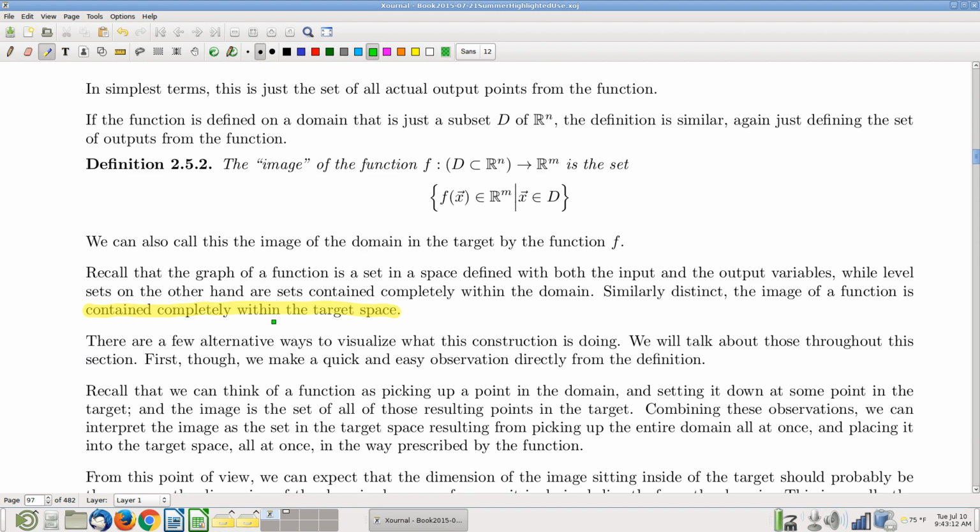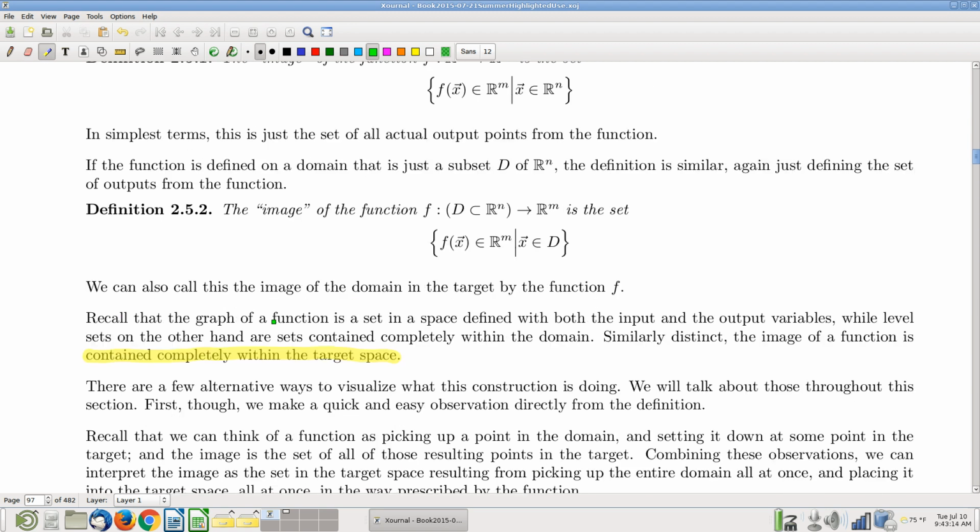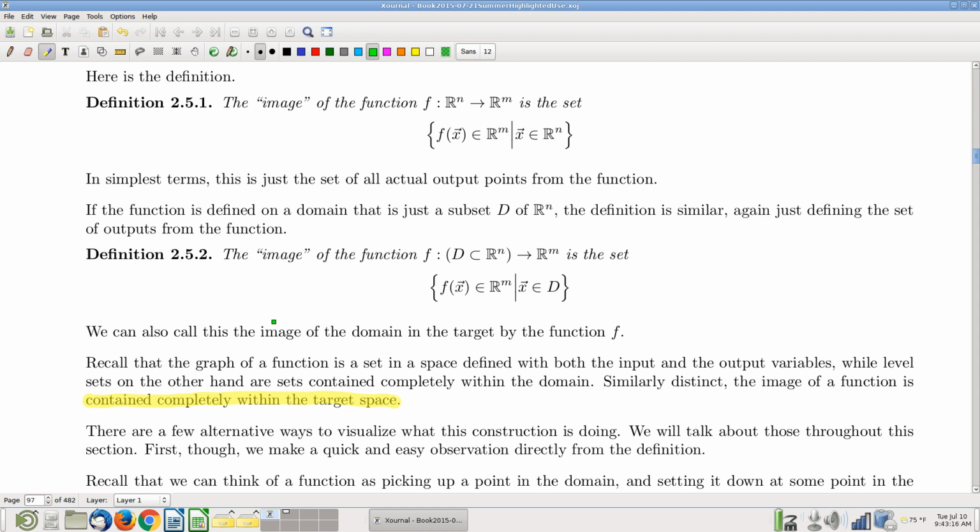Alrighty. So, observation to be made. Notice that the image lives inside of the target of the function. Right? So let me remind you, level sets live in the domain of the function. Level sets are collections of points in the domain that satisfy a certain property. The image lives in the target of the function. So it lives in a different world, representing the function in a different way.